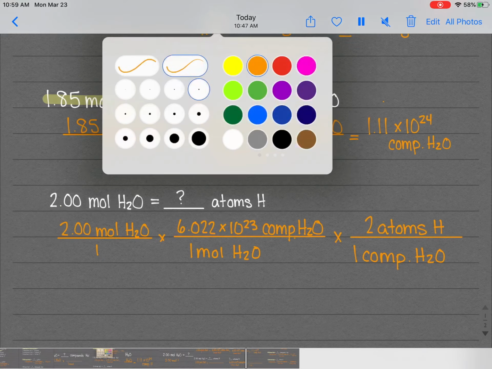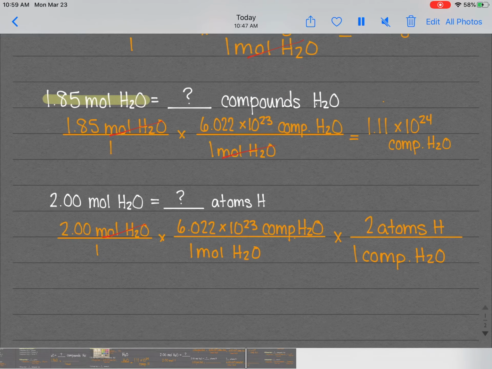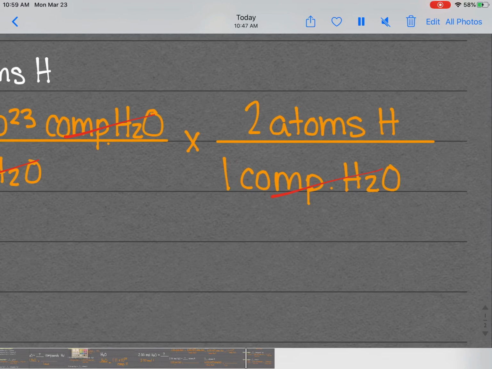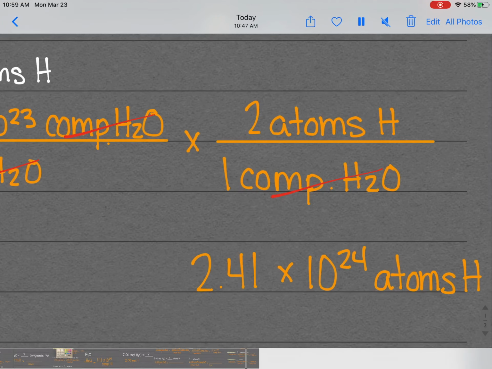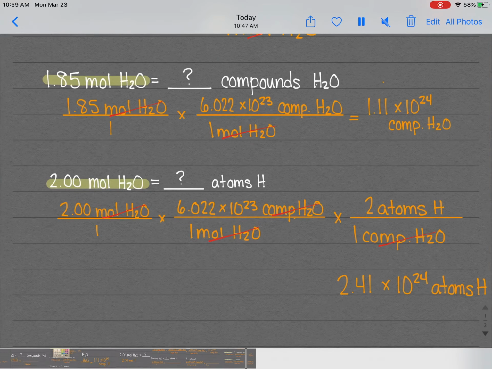Again, when we plug this into the calculator, it's going to give me a big number, 2.4088 times 10 to the 24th. I am only going to round my answer to the 3 sig figs that I am given from that 2.00 moles of water. So my final answer should be 2.41 times 10 to the 24th, and then atoms of hydrogen. Make sure you're always labeling your final answer with the units that you are looking for.